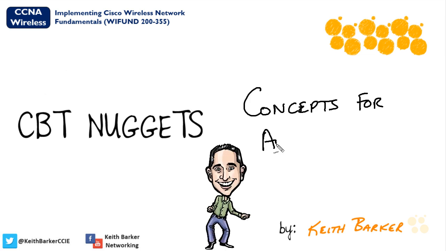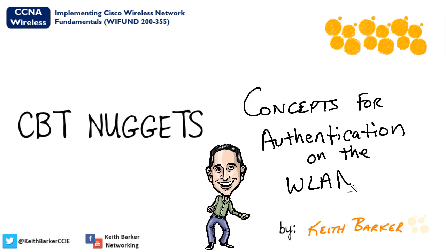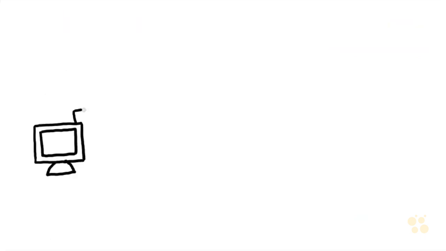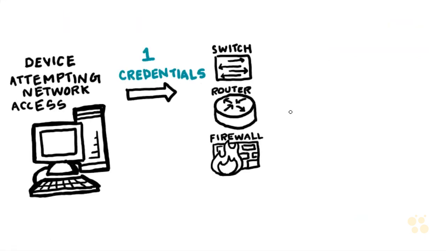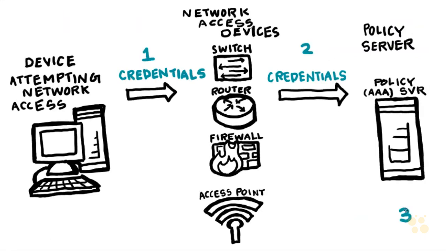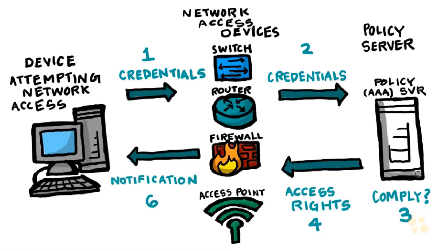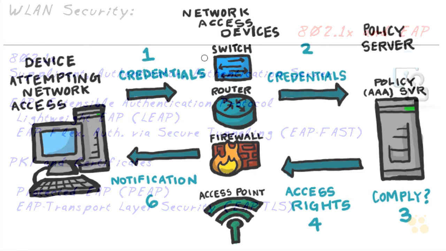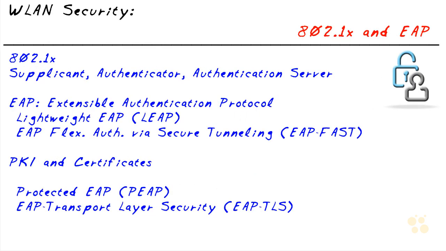Authentication methods that we can use on the wireless local area network. Let's begin. Understanding the big picture about Extensible Authentication Protocol, EAP, and 802.1x is really simple if we begin with some basic fundamental components, including some new words that we're going to add to our vocabulary.